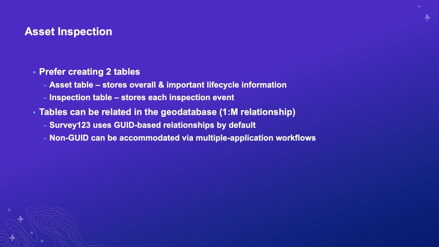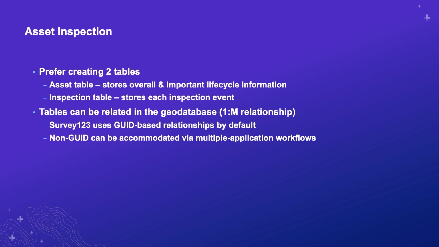Survey123 uses GUID-based relationships, whether using the global ID field or another GUID field. If you have existing data that are related via a non-Survey123 relationship, another solution is to have two tables, one for the asset inventory and another for the inspection information. These tables can either be implicitly or explicitly related to each other.